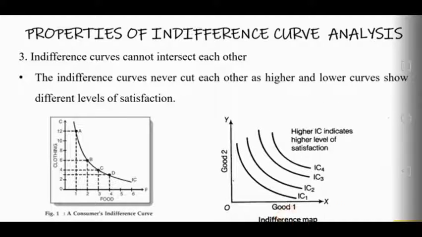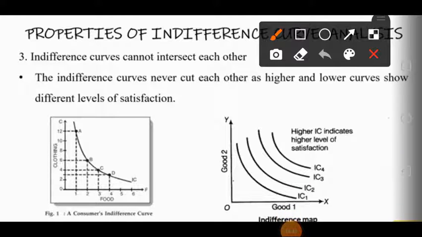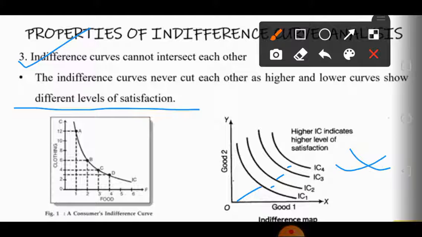The third property, which is visible here, is that indifference curves cannot intersect each other. Very, very important, and it usually comes in examinations for 3 to 4 marks. Indifference curves never cut each other, as higher and lower curves show different levels of satisfaction. That is why IC1, IC2, IC3 and IC4 are not intersecting.